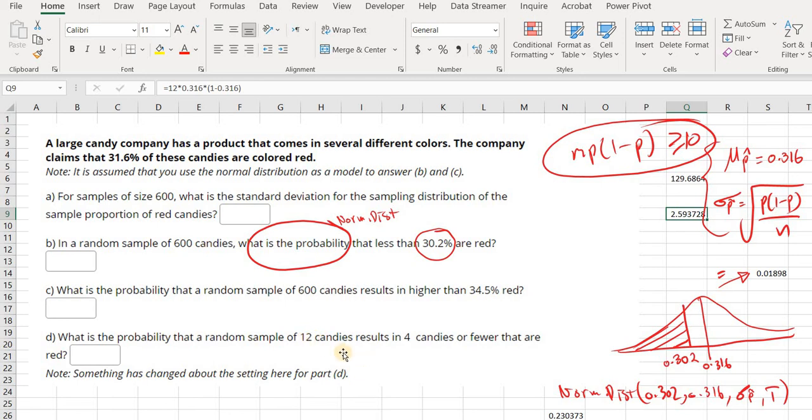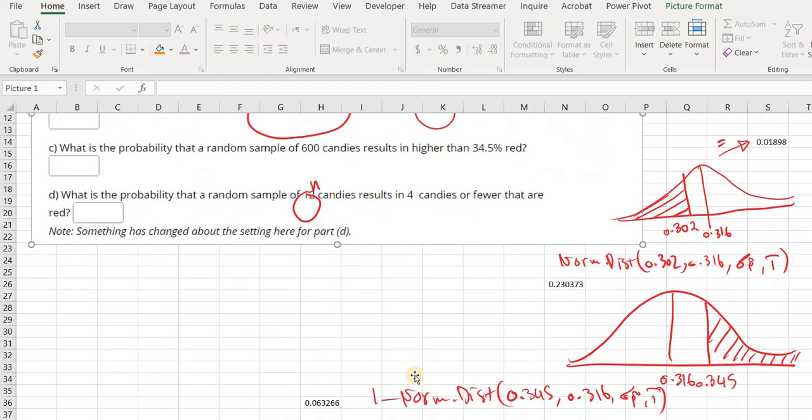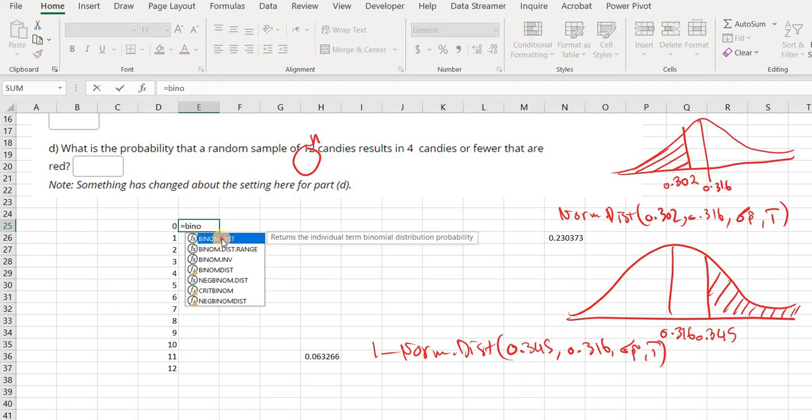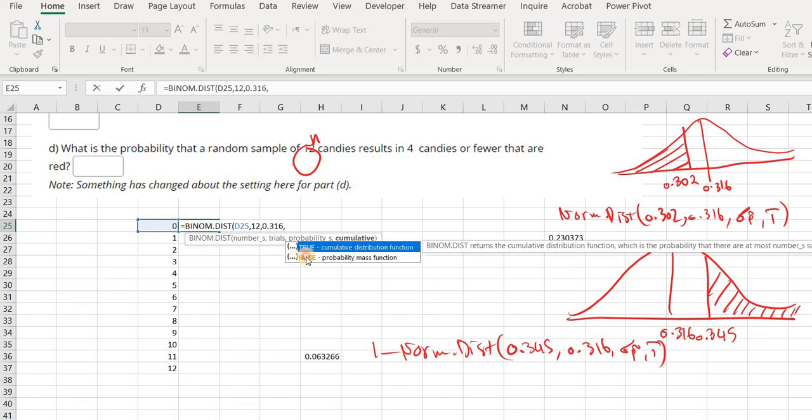And as a result, I need an n. N is 12 in this case, and the probability of success is given at the beginning of the question. So all I need to do is build a table based on these two numbers. We remember how to do that, hopefully: 0, 1, 2, 3, and I'm going to click and populate until I get 12 of them. Then binom dot distribution of the number, comma the number of trials is 12, comma the probability of success is 0.316, which is given, comma false for the binomial distribution.